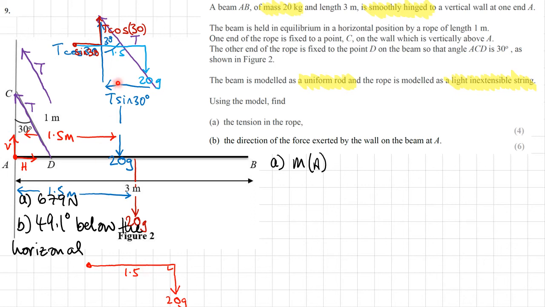Now with the tension, I need to find a component of the tension that's acting in a direction that's perpendicular to a distance from the point where I'm taking moments. So that's going to look like this, and that component is T cos 30. So I'll write that down, T cos 30. And I need to know the distance of that component of the tension from the point where I'm taking moments from. So that's this distance here.